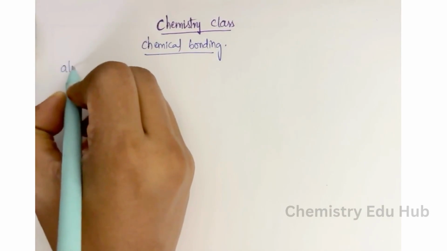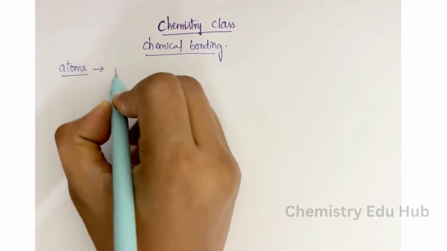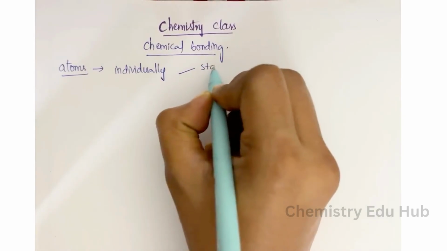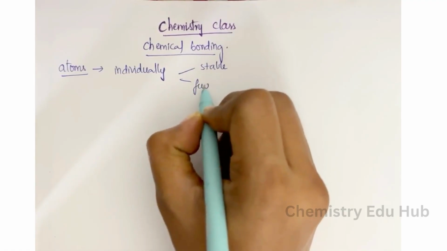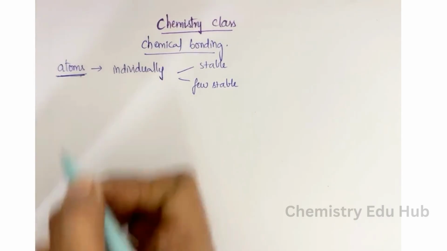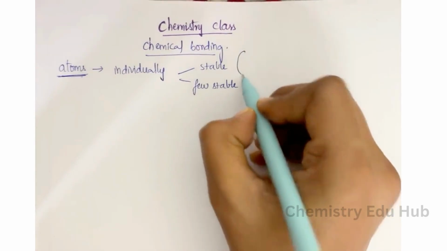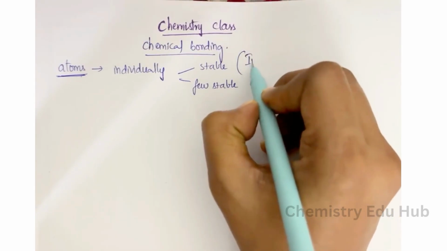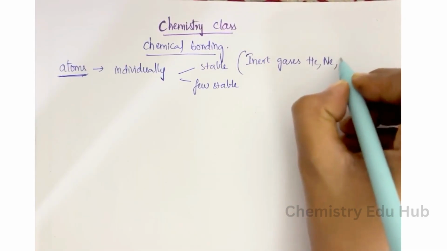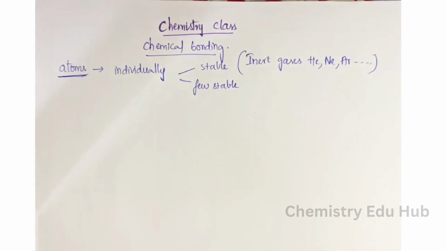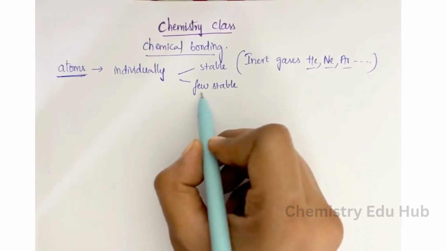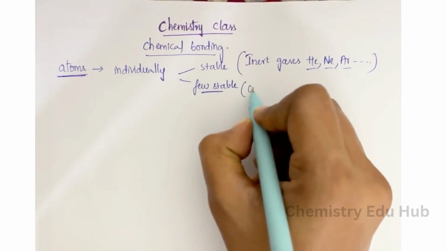If you consider atoms individually, few atoms are stable and few are unstable. That means few atoms can exist in the form of atoms and few cannot. So which can exist in the form of atoms? For example, inert gases like helium, neon, argon, krypton, etc. are very much stable and they can exist as atoms. But few are unstable. So what they do, they try to combine.